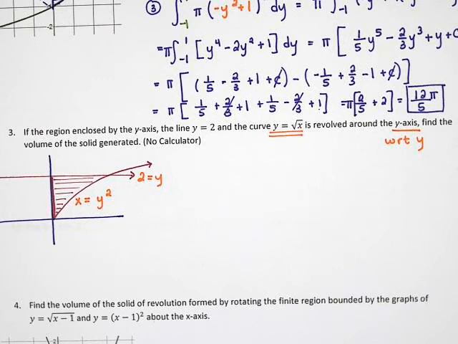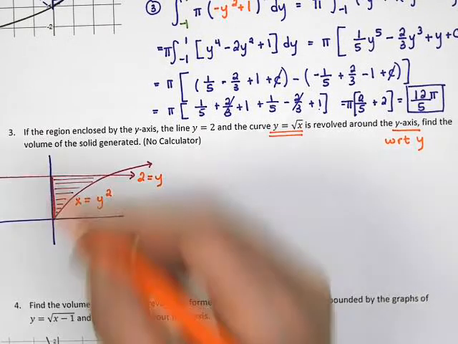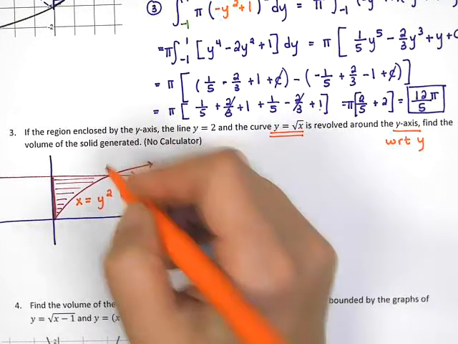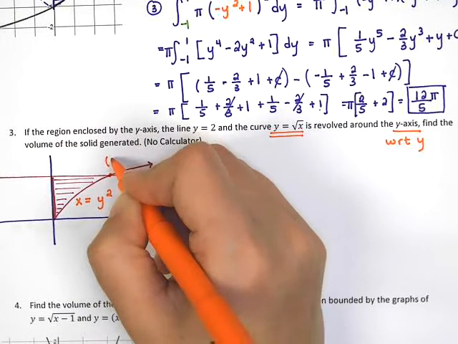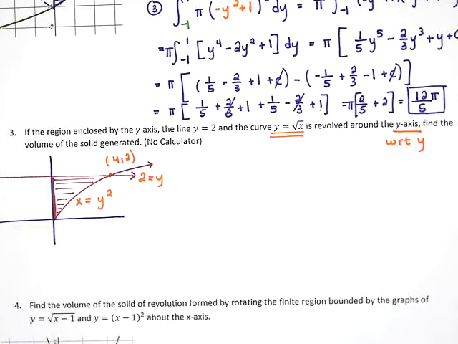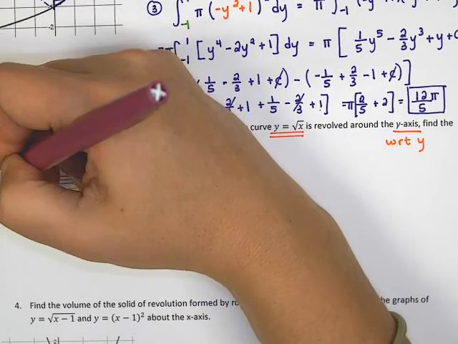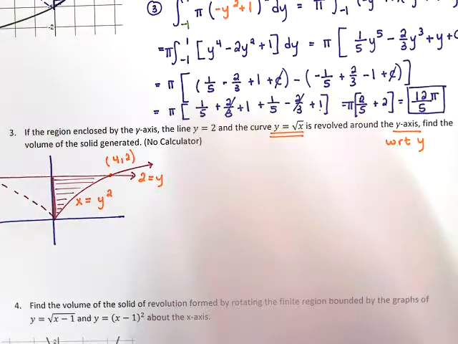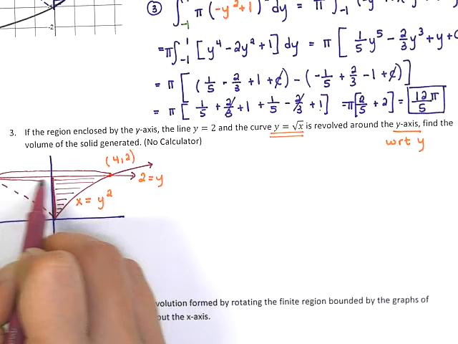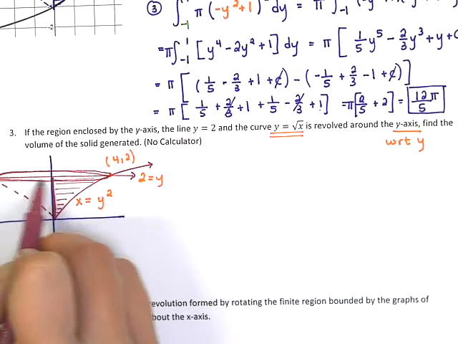Another thing I'm going to be very curious about is where these intersect. Now if y is 2 and x is y squared, then this ordered pair is going to be 4, 2 on the graph. Now the reflected region would be over here. So you can kind of imagine if you rotated this, it would look kind of like a cone.